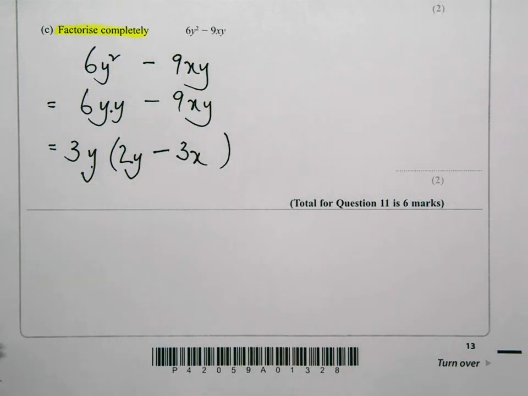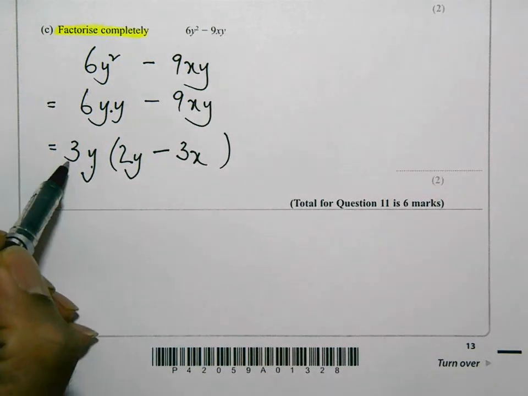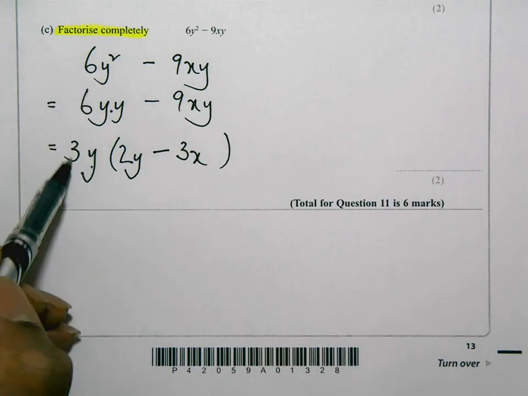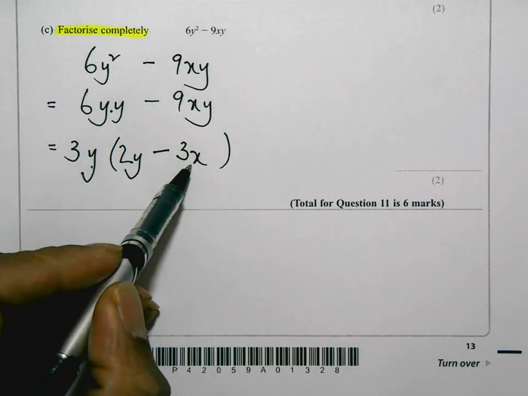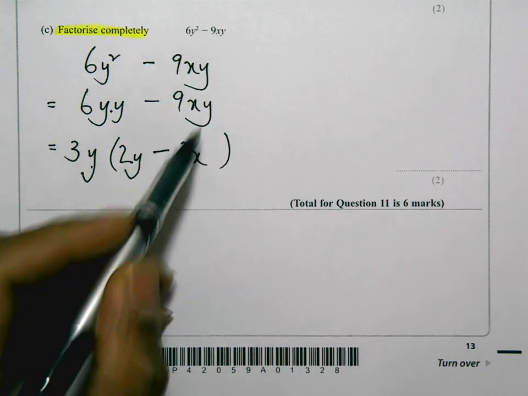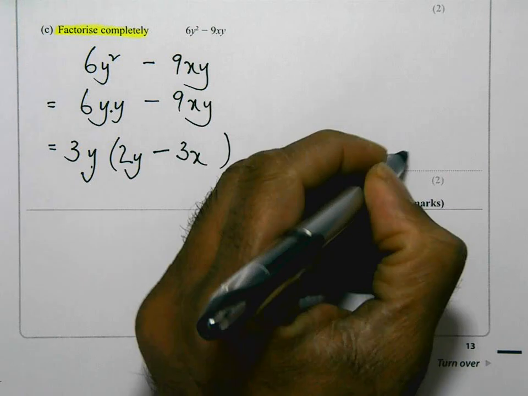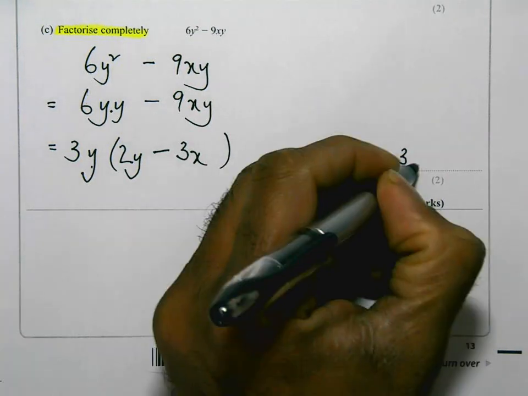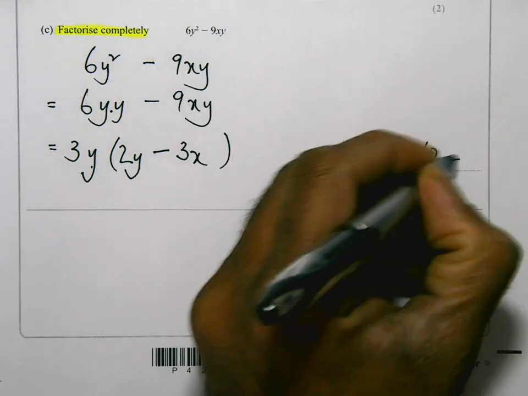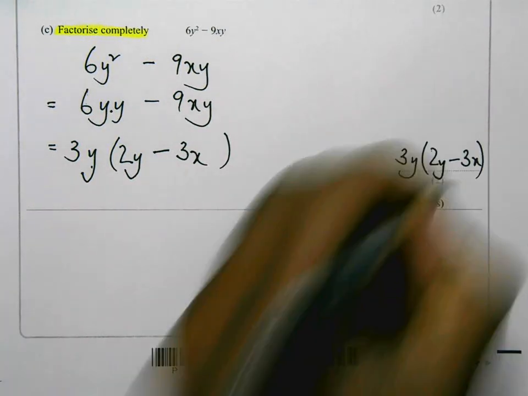So you can see I've broken up the question into bits. And now I'm going to just check it. 3y times 2y. 3 times 2 is 6. y times y is y squared. And 3y times 3x. 3 times 3 is 9. y times x, or x times y, is xy. So that is my result, 3y brackets 2y minus 3x. And that is my answer to part C.